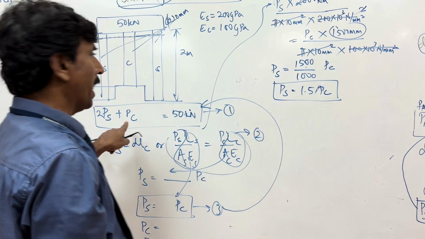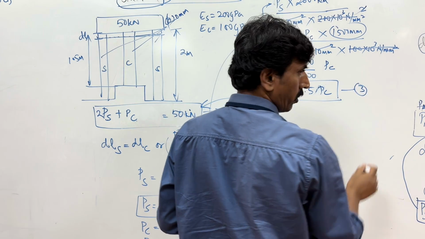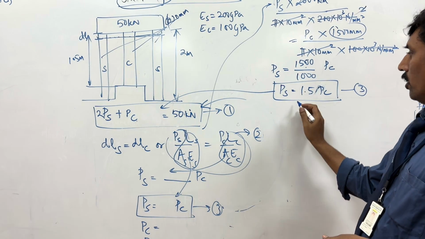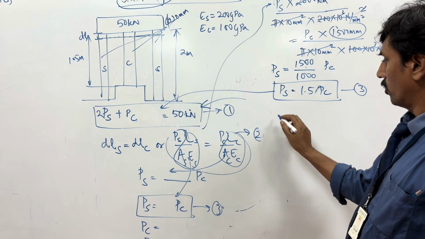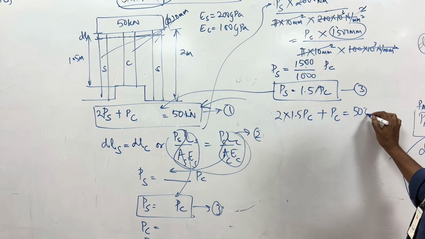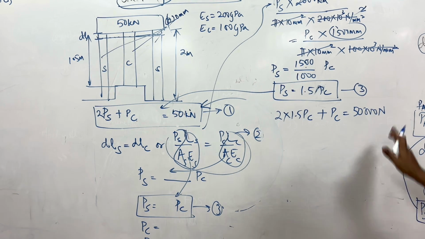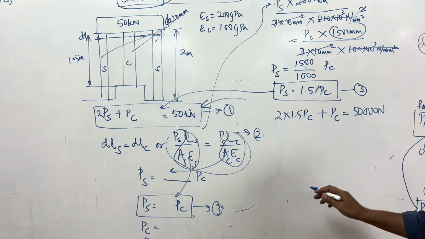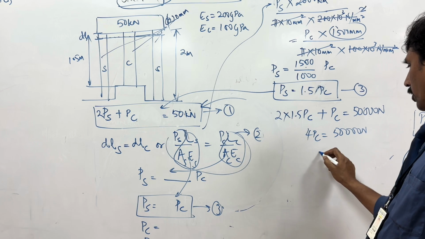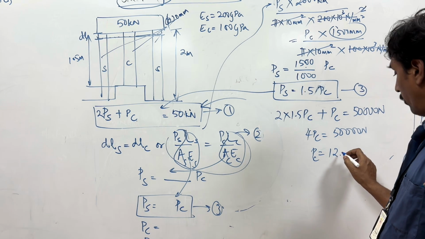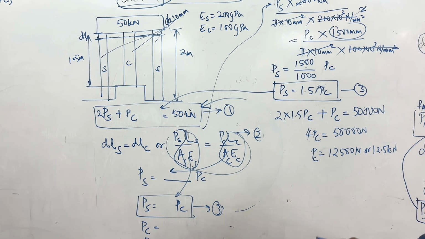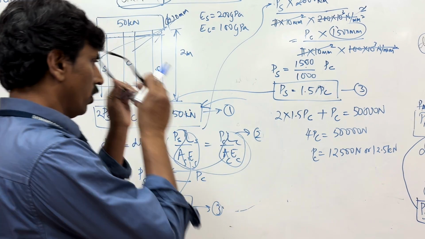Once I got this, which is equation 3, we can substitute back into equation 1. So PS is 1.5 PC, so 2 into 1.5 PC plus PC is equal to 50 kilonewton, which is 50,000 newtons. What is this over here? 4 PC. So 4 PC is 50,000 newtons, so PC is equal to 12,500 newtons, or 12.5 kilonewton.